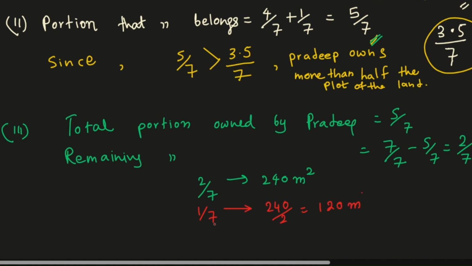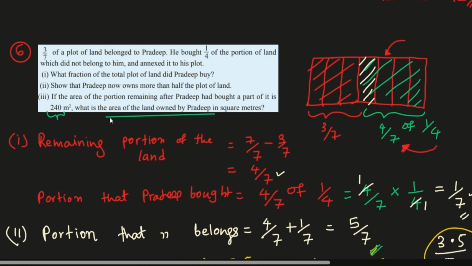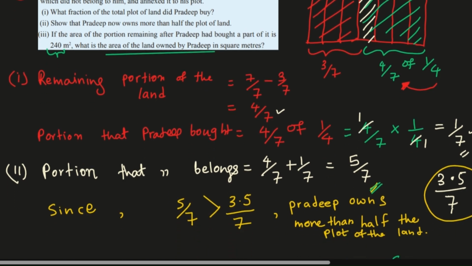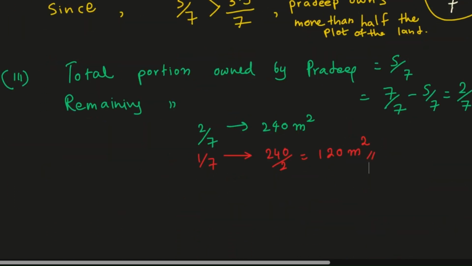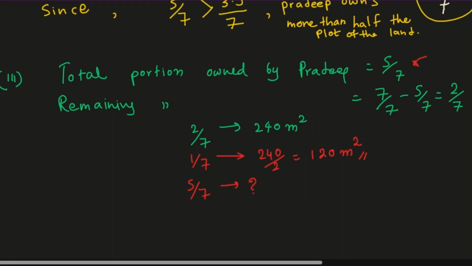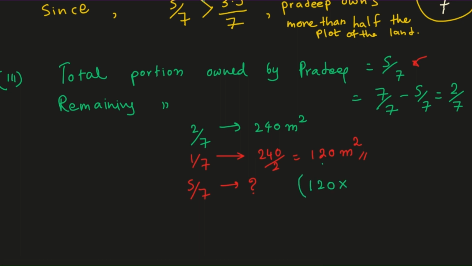120 square meters. So now what does the question ask you? It asks, what is the area of the land owned by Pradeep in square meters? So the answer is really clear. We know that the total portion owned by Pradeep is 5 upon 7, and also we know that 1 upon 7 equals 120. So how can you find 5 upon 7? What you have to do is, this is one portion, and how do you calculate 5 portions? The simple answer will be 120 into 5.